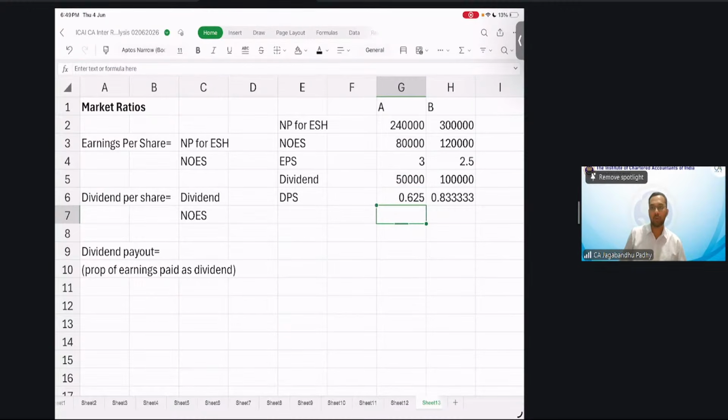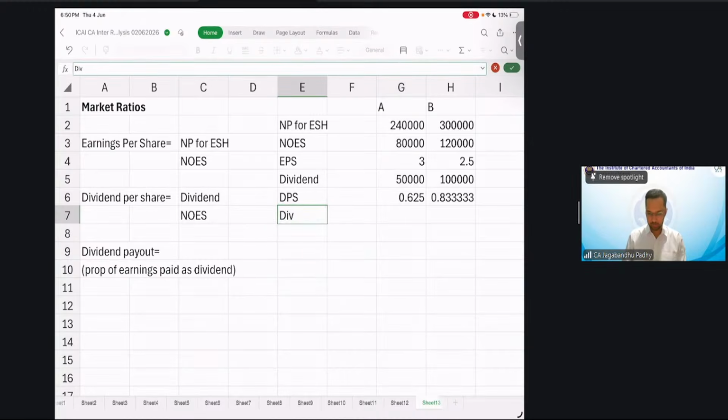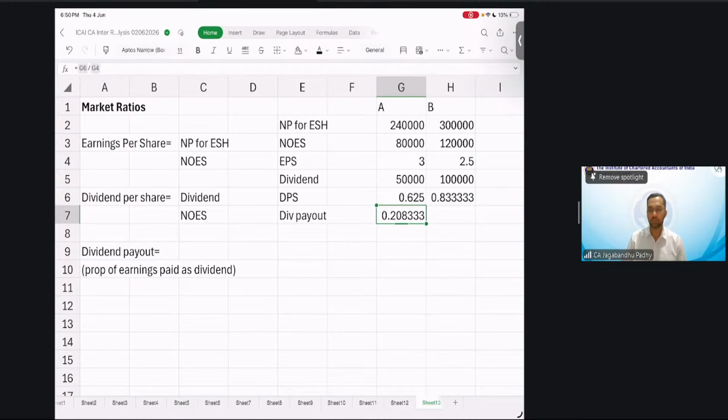Yeah, guys. So what proportion has the company paid? Like, the company earned, so this is going to be the dividend payout. You're paying out 0.625 against an EPS of 3. So the company has earned 3 rupees, but it is paying out 0.625. So of course the proportion stands as 0.20833 and this is 0.333.